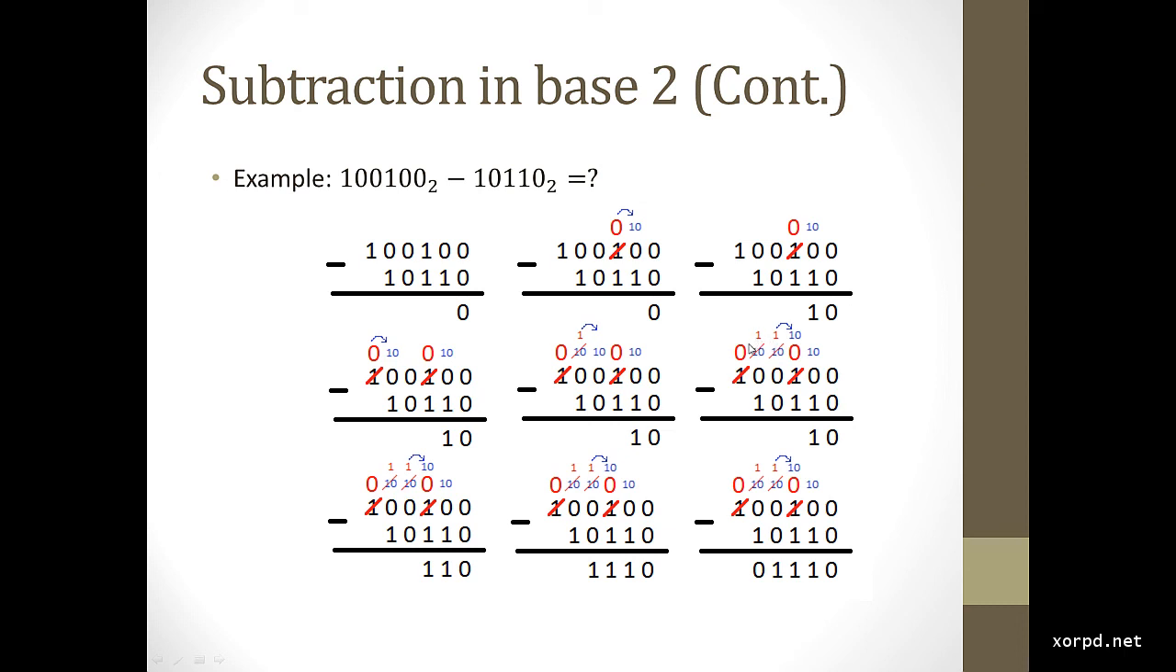Now we can actually do the subtraction. We subtract 10 minus 1 and we get 1. Next we subtract 1 minus 0 and we get 1. And finally 1 minus 1 equals 0. And this is the result we get in base 2.